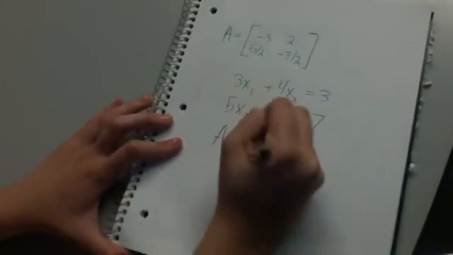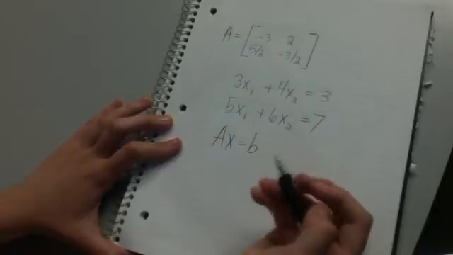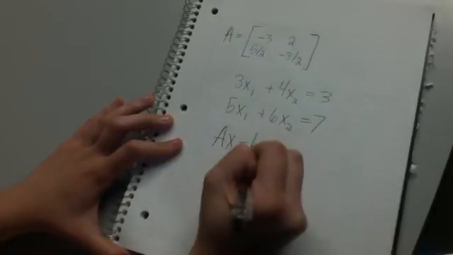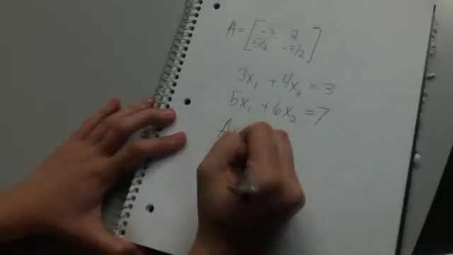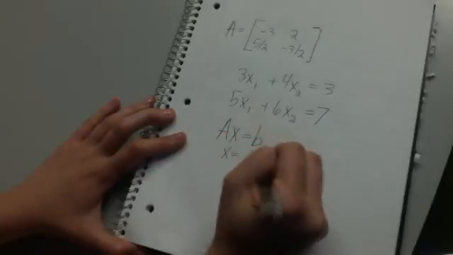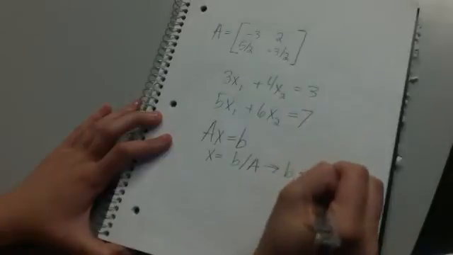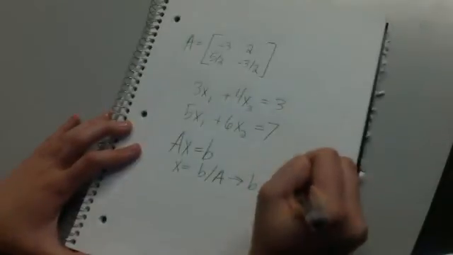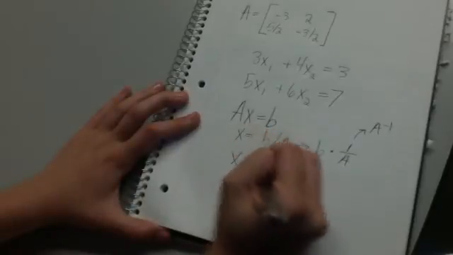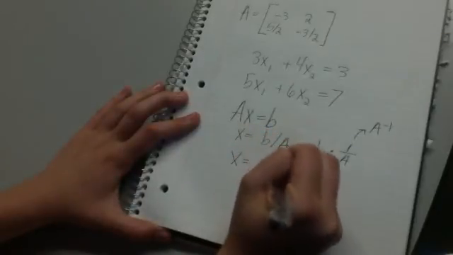Now, we know that AX is equal to B. With some simple algebra, we can rearrange this into something that we can use for this problem. So we know X is B over A, which is the same thing as B times 1 over A. And 1 over A is the inverse of A. So now we find that X is equal to B times the inverse of A.